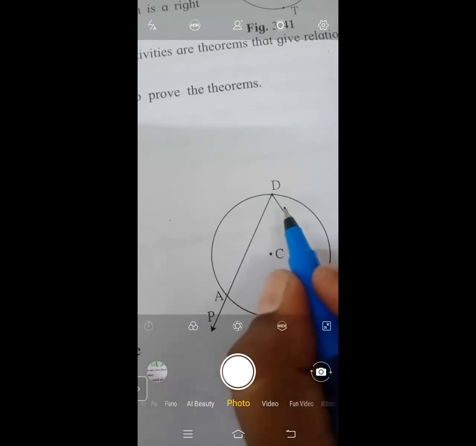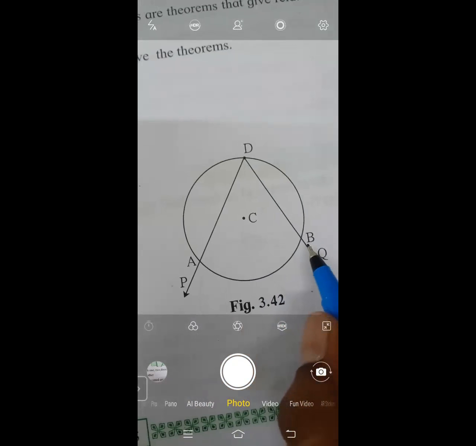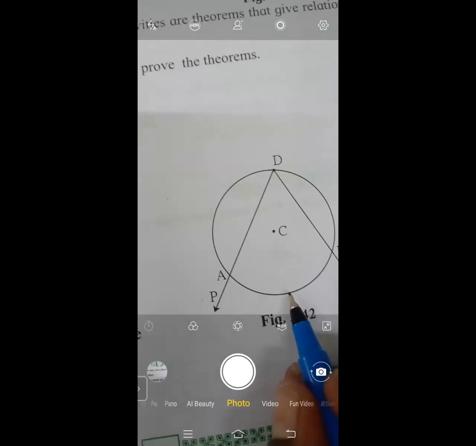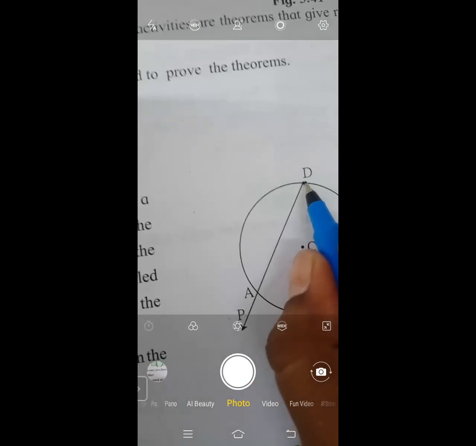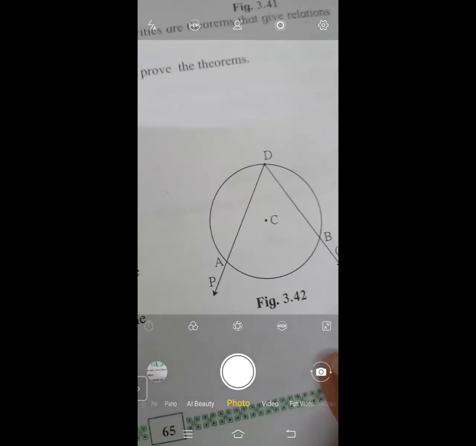The arms of angle PDQ intersect the circle at A and B. Okay, this intersects the circle at points A and B. Such an angle is called an inscribed angle or an angle in the arc. Okay, this is called an inscribed angle. Now you can see that the vertex lies on the circular ring, or you can say the circumference of the circle.